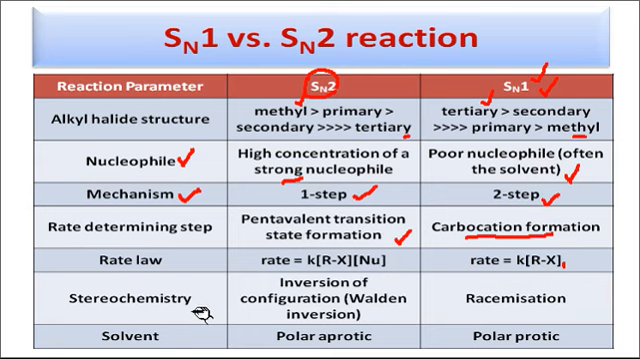When we are talking about the stereochemistry of both of these reactions, we must remember that the SN2 reaction proceeds with inversion of configuration. This is known as the Walden inversion. While in the SN1 reaction, racemization takes place, that means a racemic mixture is formed. Polar aprotic solvents always favor the SN2 mechanism, while polar protic solvents favor the SN1 mechanism. For example, alcohol and water favor the SN1 mechanism, while acetone and DMSO favor the SN2 mechanism.